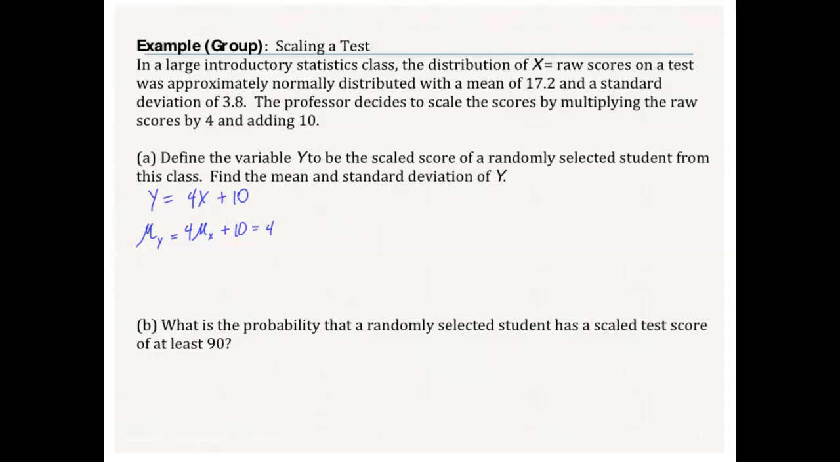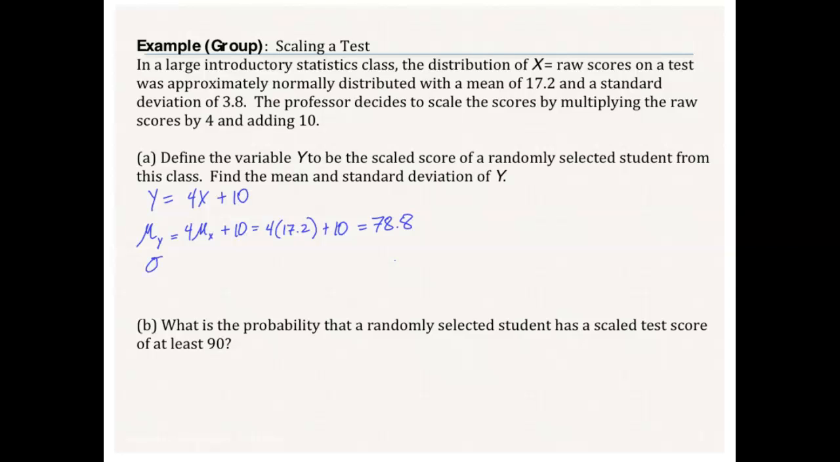All right, so that's just 4 times my original mean was 17.2, and then I'm going to add 10 to that. All right, let me grab my physical calculator. Hold on. All right, so that's 78.8. So there's our average scaled score.